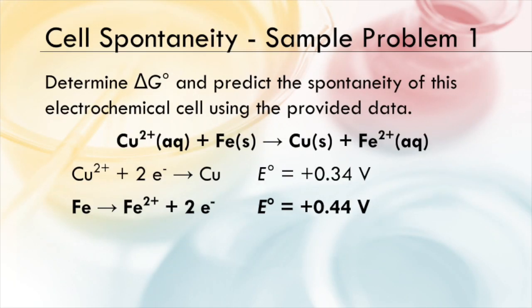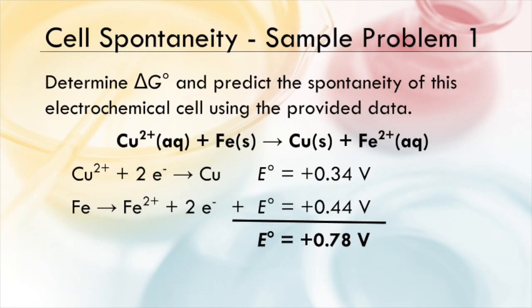To determine the standard free energy change, we'll need to figure out the cell potential. To do that, we'll need to flip one of these half reactions. Since we were already given the overall equation, and we don't know if this is going to be a galvanic or an electrolytic cell, we'll have to flip the iron half reaction so that it matches up with the overall equation. We'll change the sign of its half cell potential too. It looks like our electrons will cancel, so we're ready to add them up.